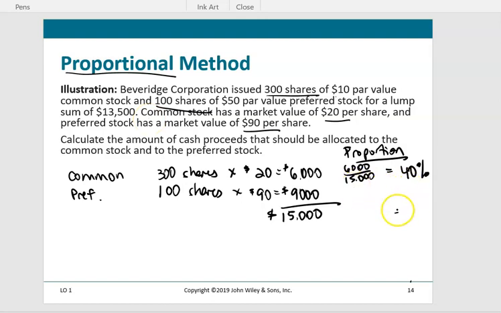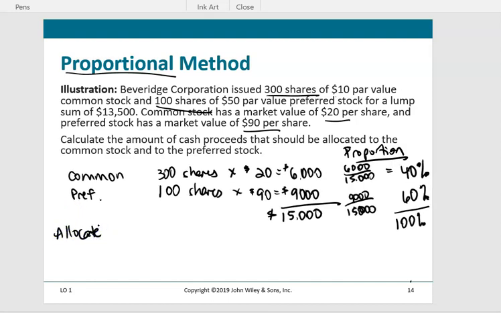Preferred stock, well, if we only issue two types of stock, right? So it has to come down to this 100%. So preferred stock must be the remaining 60%. Preferred stock is going to be 60% of 13,500. But how do we get that? Well, we say it's 9,000 market value over the total 15,000 market value. 9/15, 60%.